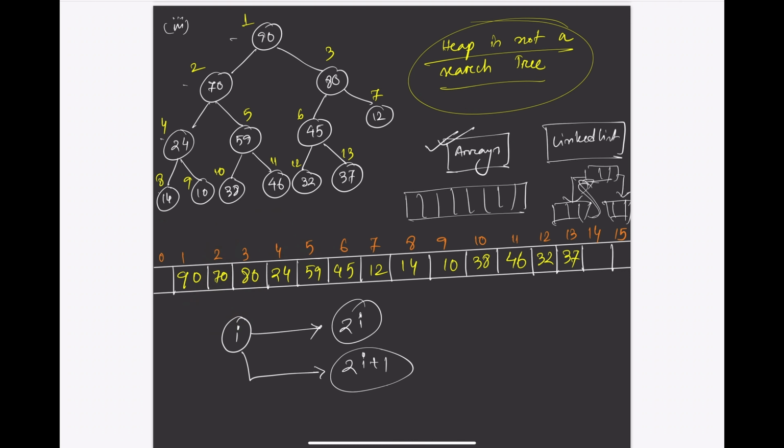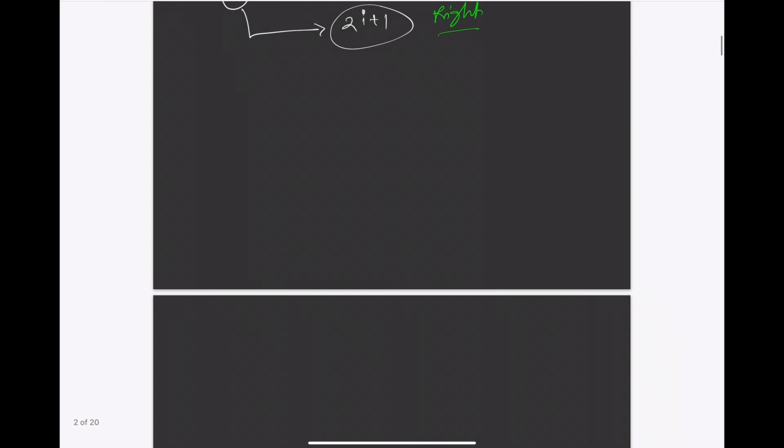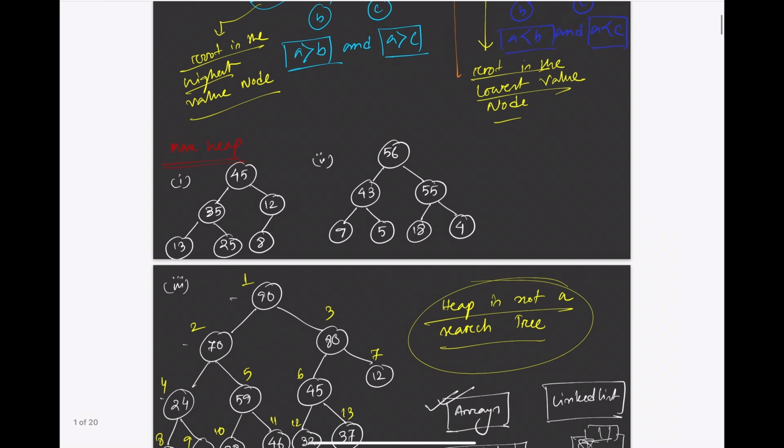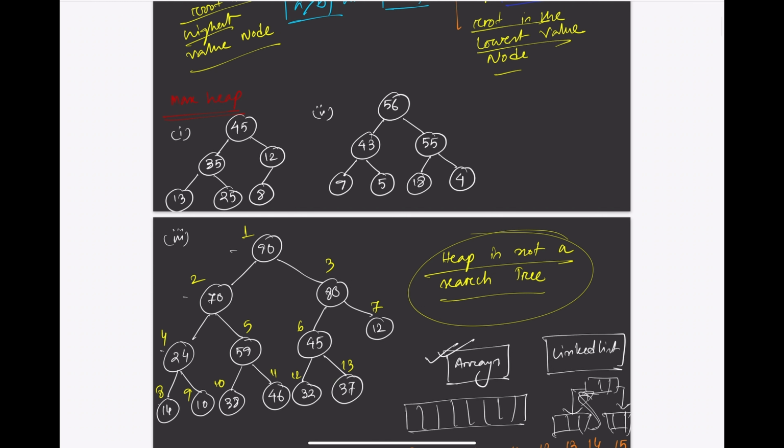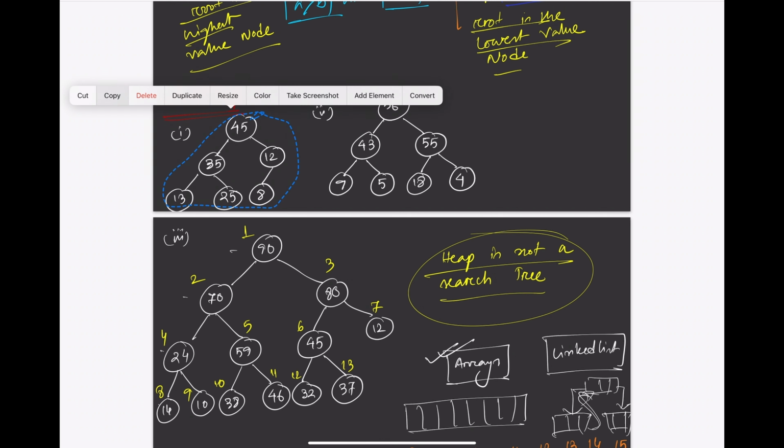Cool. Now that is how the array representation works. And we will talk about the code also, don't worry, how you will do that. So this is the way. And in terms of linked list representation, let me take a smaller one, and let me show you how linked list representation will be there. It will be same as a binary tree, so nothing new.